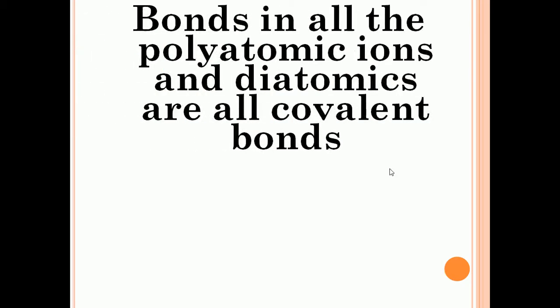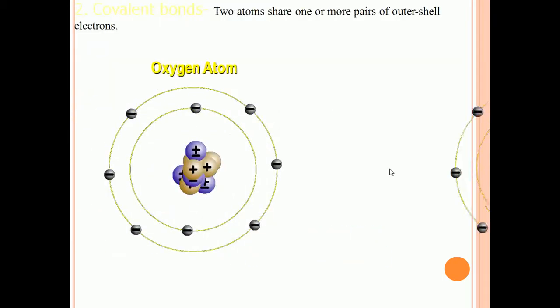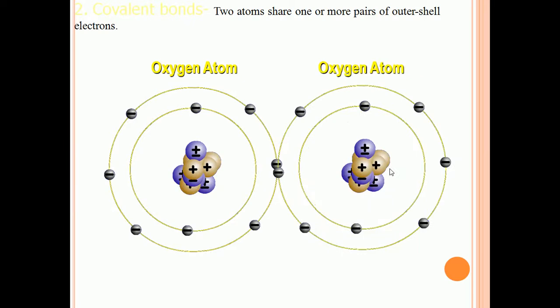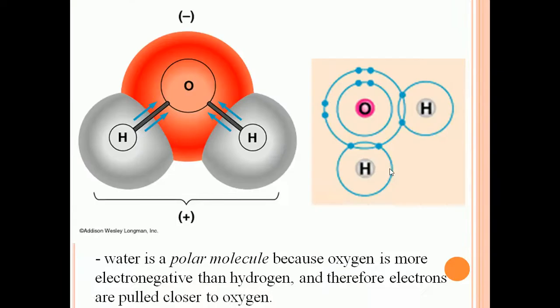The bond is present in all polyatomic and diatomic covalent molecules. There are some examples: oxygen and oxygen, in between them a double bond is present. This is one example of HF, a polar molecule, where fluorine is more electronegative than hydrogen, therefore the electron is pulled closer.